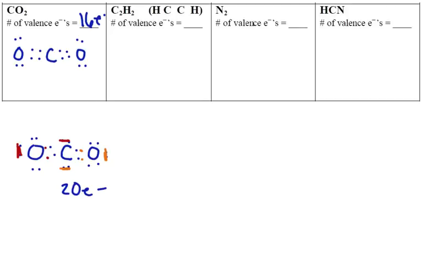Okay, C2H2, and I've drawn the arrangement, but we know that hydrogens have to go on the outside. Each carbon has 4, so 4 plus 4 plus 1 plus 1, that would be 10 electrons total. And if I try to do carbon, carbon, hydrogen, hydrogen, start by giving everybody an octet, that takes 2, 4, 6, 8, 10, 12, 14 electrons. But I don't have 14, I have 10.